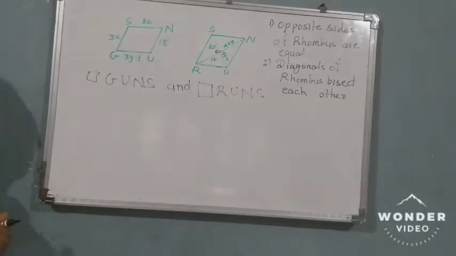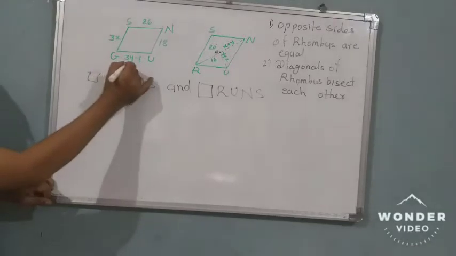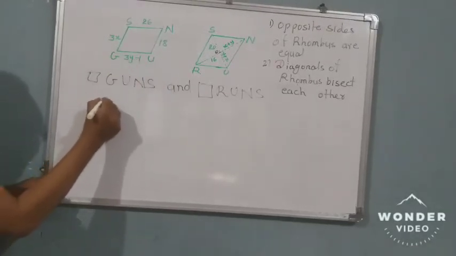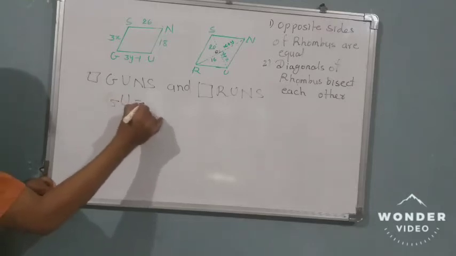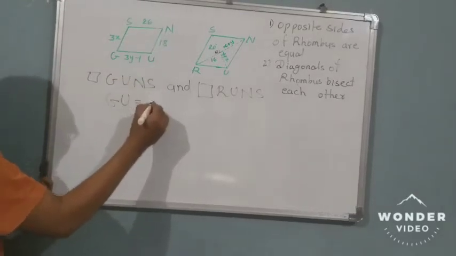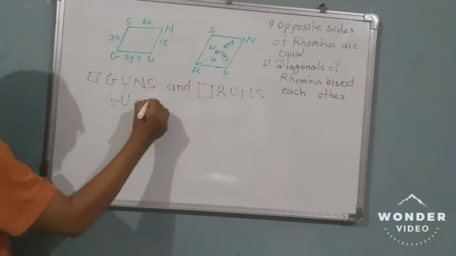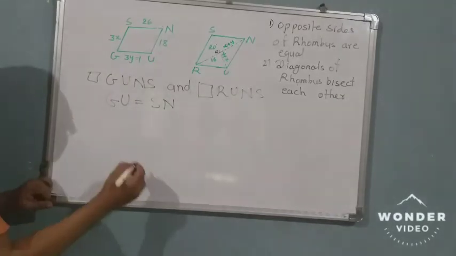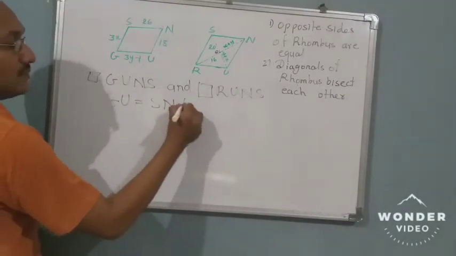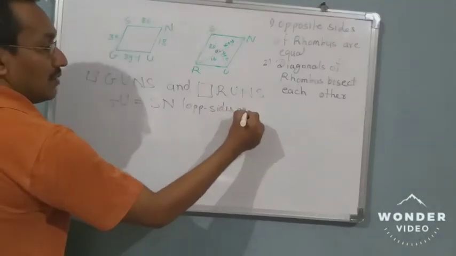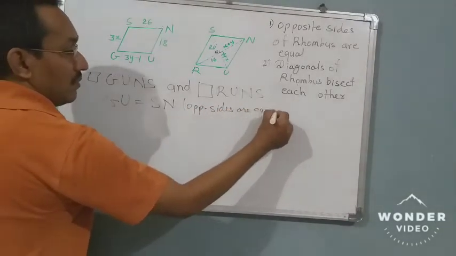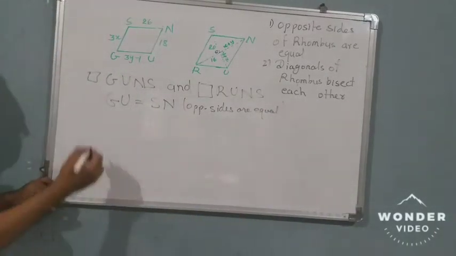Now, very simple part over here. By opposite side, that is GU, particularly GU is equal to SL, because these are opposite sides. Opposite sides are equal. This is what the property is.